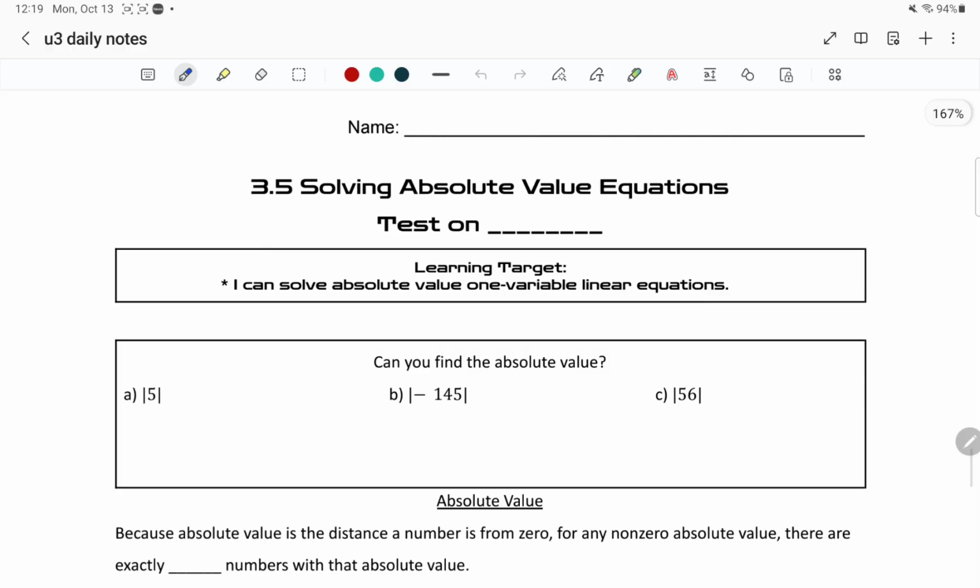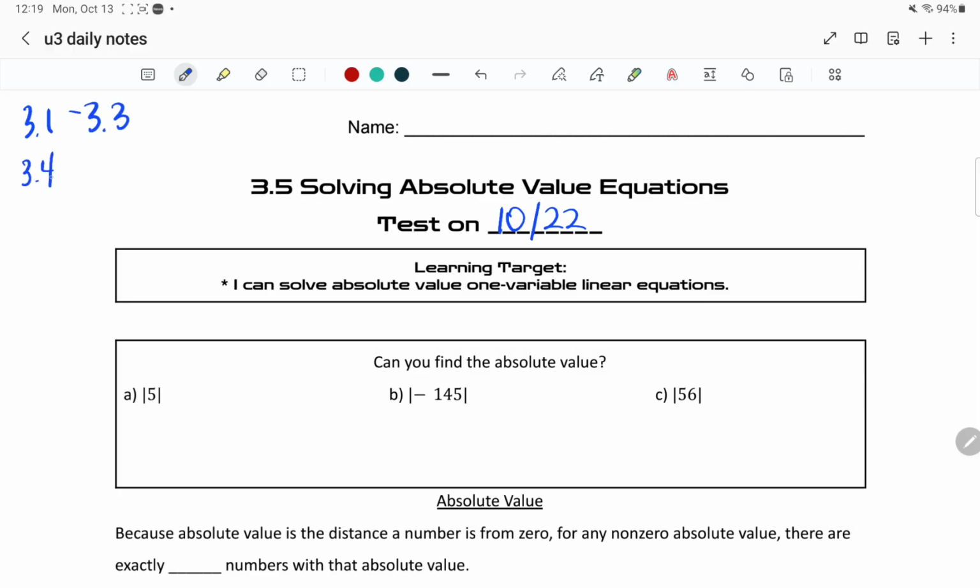Okay, get out 3.5. We're going to finish up Unit 3 today. Your test is going to be on 10/22. Sorry, I had to look at my calendar. You've taken your vocab quiz. 3.1 to 3.3 have been locked because they were in quarter one.